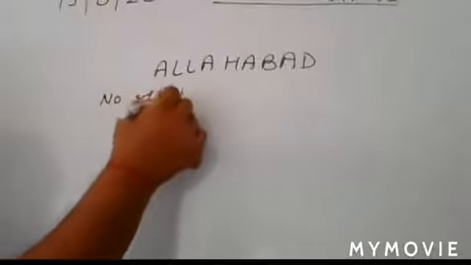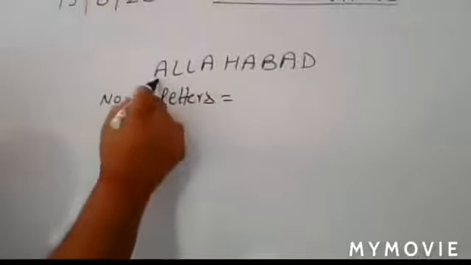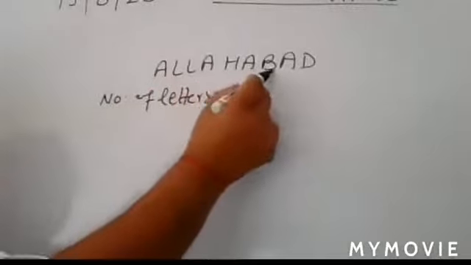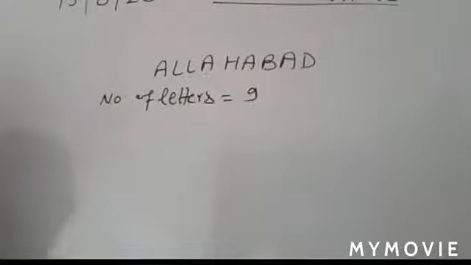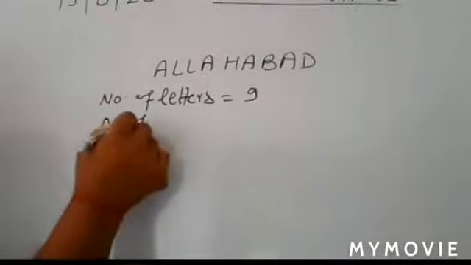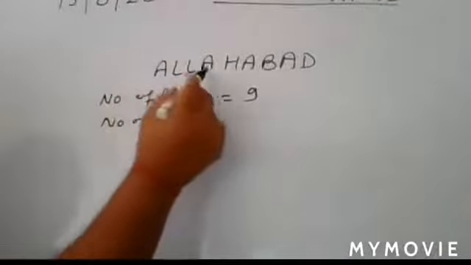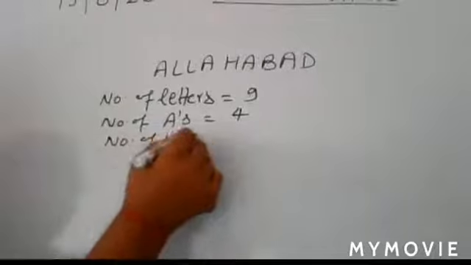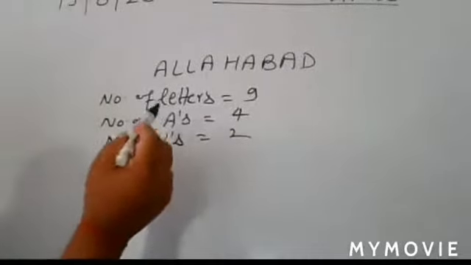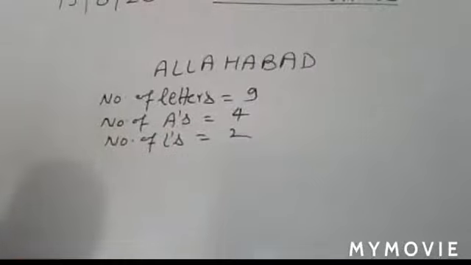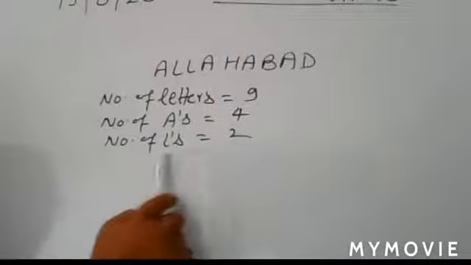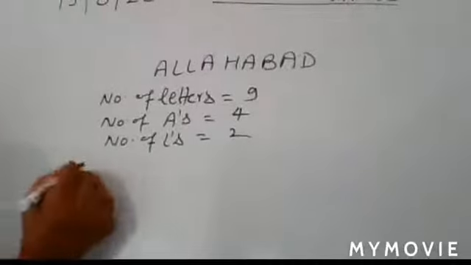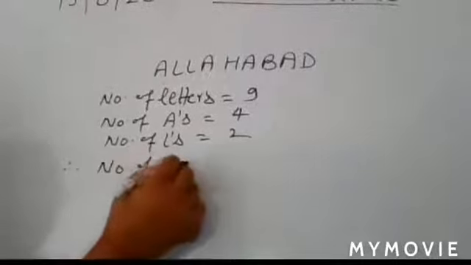Number of letters is equal to 1, 2, 3, 4, 5, 6, 7, 8, 9. So it contains 9 letters, in which the number of A's is 4. Number of L's are 2. Are there any other letters which are repeated? No, all the others are single letters. So 4 A's and 2 L's are there. So you can write the number of words.